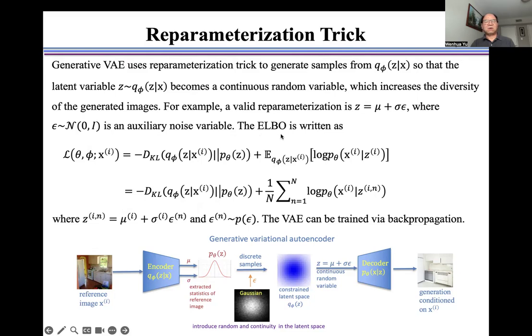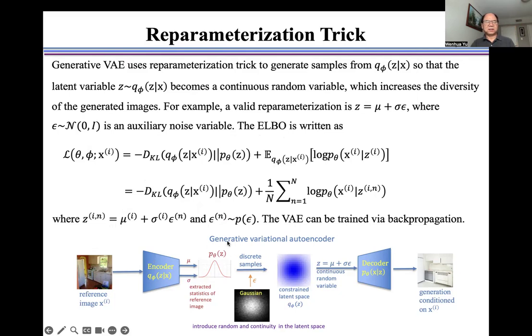The evidence lower bound is written as here, where Z is computed from mu, sigma, and epsilon, and this is sampled from P. The VAE can be trained through backpropagation.